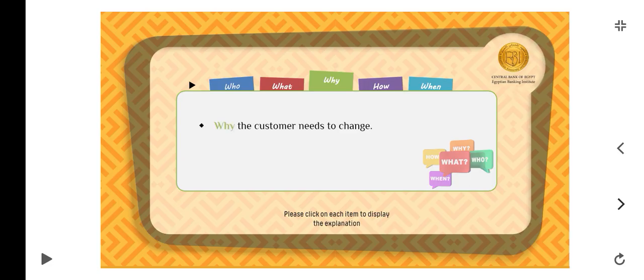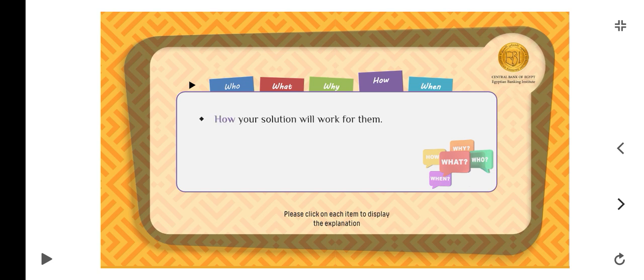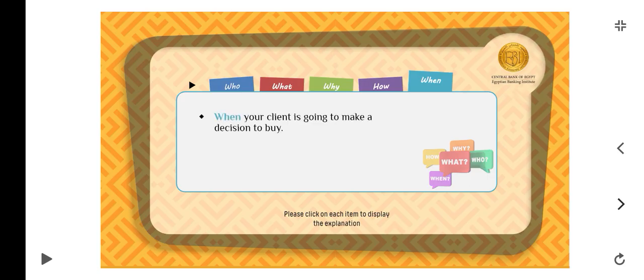Why? Why does the customer need to change? How? How will your solution work for them? How do they need your idea to be changed to exactly fit their needs? When? When is your client going to make a decision to buy? When can you have access to all of their stakeholders and decision makers?